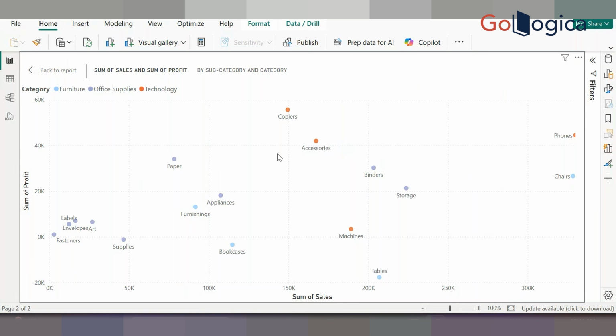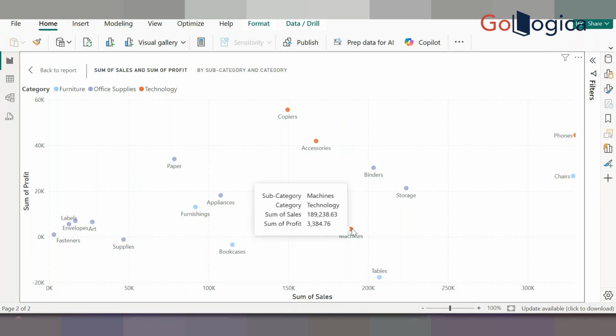Only phones have done very high sales with good profit, but copiers and accessories, even with average sales, have done a very good profit. Machines have done very good sales, but the profit wise is not good. When you focus on that, it shows me the values. It belongs to the category technology, and machines is the subcategory.